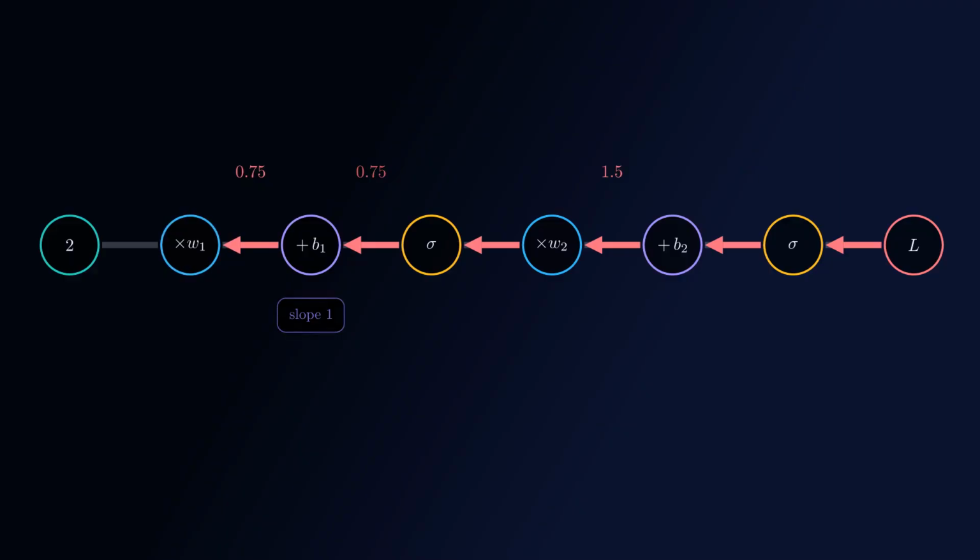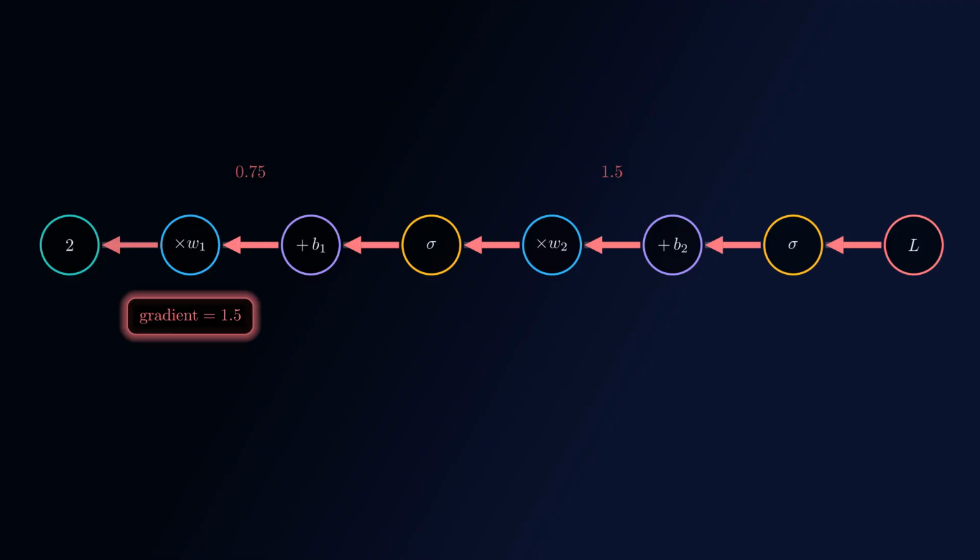And here we arrive at the first multiply node, home of weight 1. Just like before, the gradient of the loss with respect to this weight is the incoming error times the value on the other input line, which was the original input 2. 0.75 times 2 is 1.5. So the gradient of the loss with respect to weight 1 is 1.5. We have our answer, computed entirely by a single backward sweep.